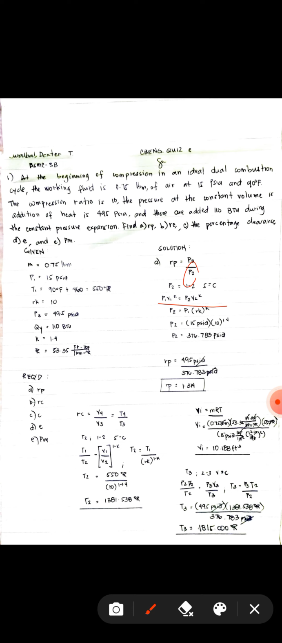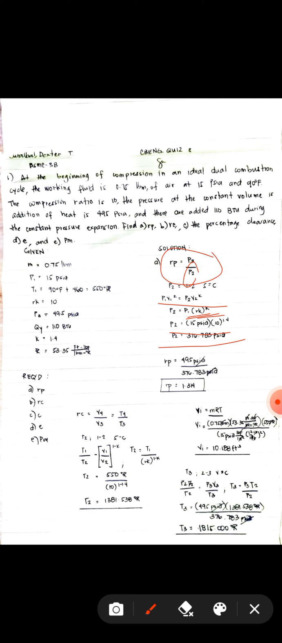So, yung P2 natin is equal to P1 times V1 raised to K over V2 raised to K. So, naging RK to kasi yung RK is equal siya sa V1 over V2. Kaya, yan. And then, substitute lang tayo dito. P2 equals to P1. P1 is 15 psia times RK is 10 raised to K na 1.4. So, yung P2 dito is 376.783 psia.